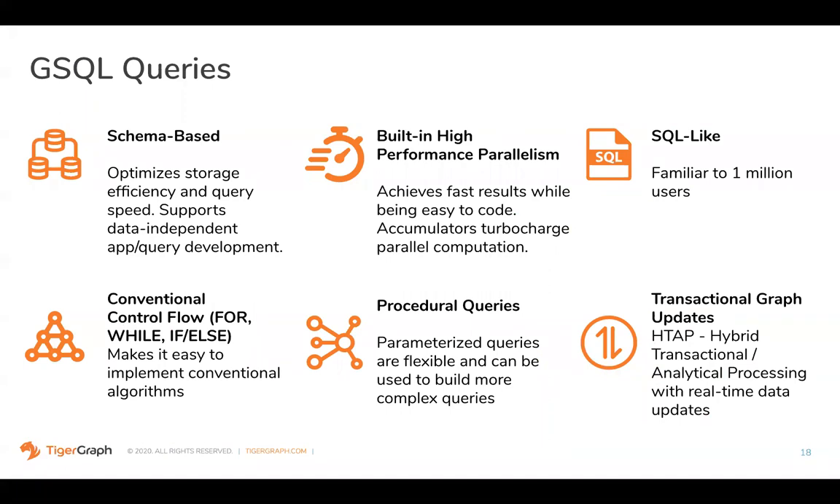One thing I want to spend a minute on is, I know there are multiple ways to query data from TigerGraph, but GSQL is the most comprehensive one, and there are a number of reasons for that. One, GSQL is a schema-based query language. It allows you to have integrity checking. It allows you to make your app development data independent. You don't have to have knowledge of where the data is stored. So it helps from that perspective.